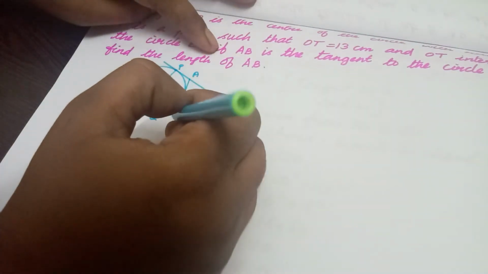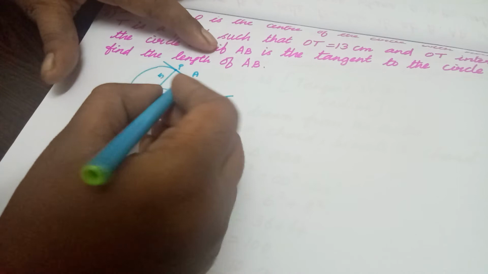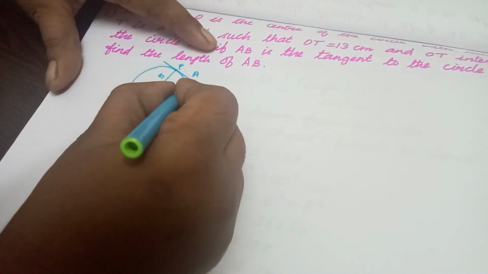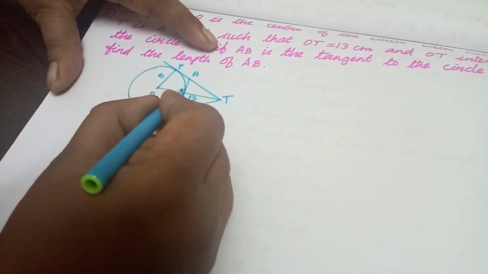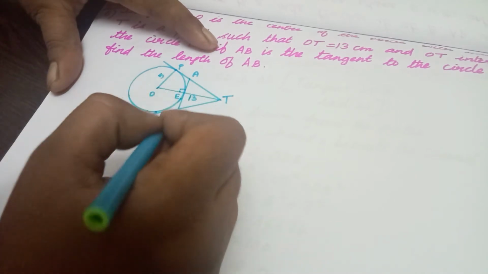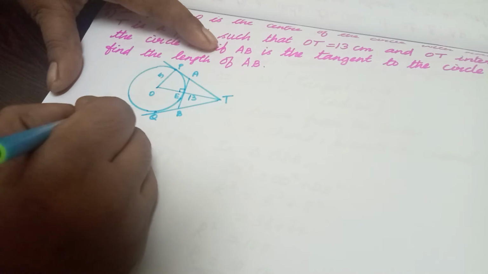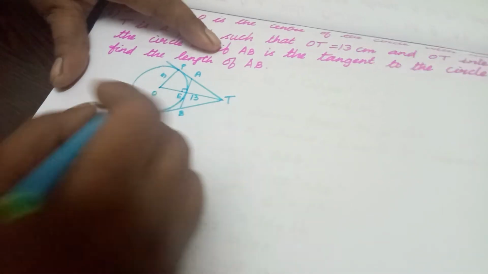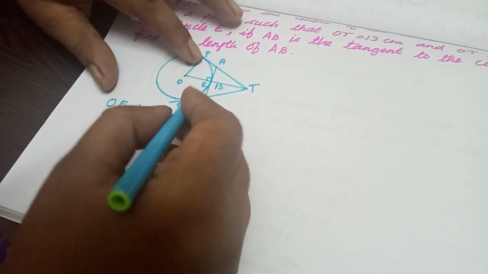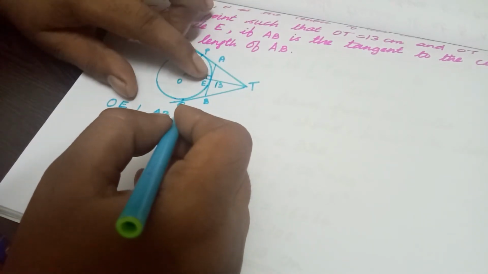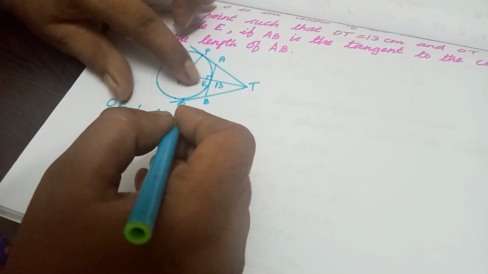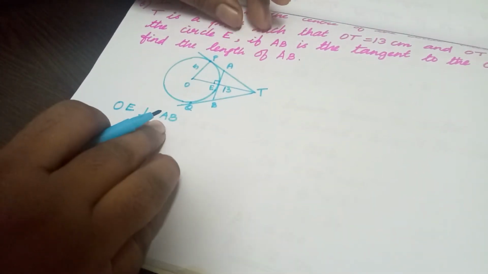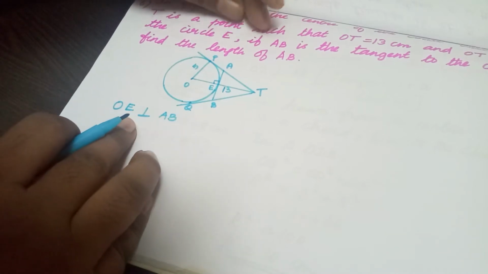So here AB is a tangent. So this is perpendicular to the radius. That is, OE is perpendicular to AB, as AB is a tangent to the circle and OE is a radius. At the point of contact, these two are perpendicular.